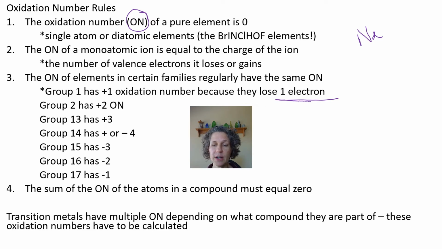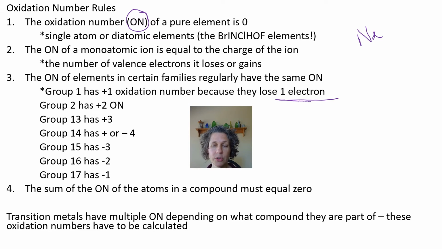Group 16 is -2 because they gain 2, and then Group 17 is -1 because they gain 1. The sum of the oxidation numbers of the atoms in a compound must equal 0. So that's the +1, -1 equals 0 that we did when we were doing the ionic bonds.